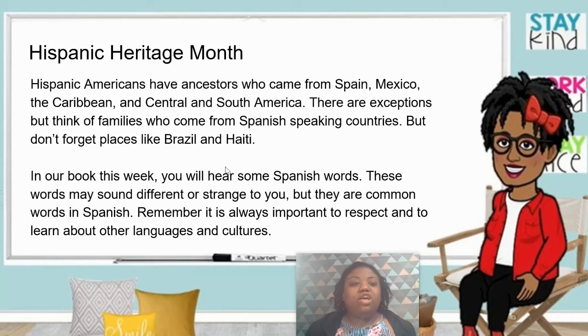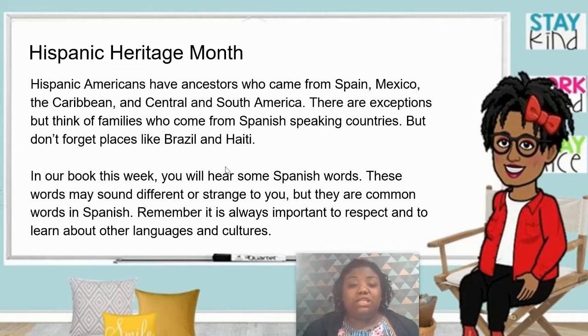So, Hispanic Americans have ancestors who came from Spain, Mexico, the Caribbean, and Central and South America. There are exceptions, but think of families who come from Spanish speaking countries. Do you know any Spanish speaking countries? Good. But also, don't forget places such as Brazil and Haiti. Some people speak Spanish there, but Spanish is not the official language in those two places.